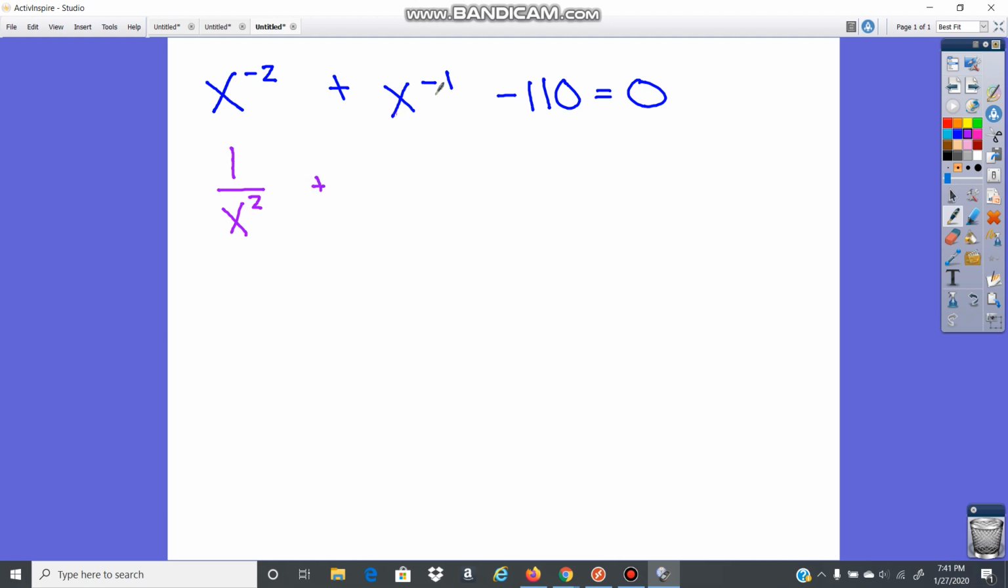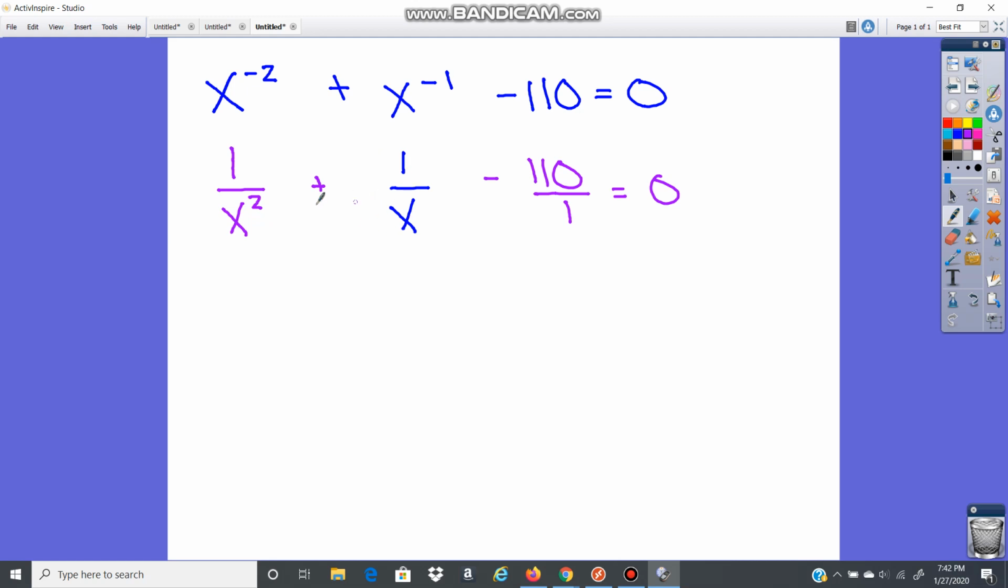And then this 1 over x to the negative 1 is just 1 over x to the first, and we don't really need that to the first because, oh, I just erased everything. Hold on. We don't write the exponent 1. So that's just 1 over x. And then minus 110. That doesn't move anywhere because it's just a singular number. So I'm actually going to put it over a 1 just so I have a denominator on everything.